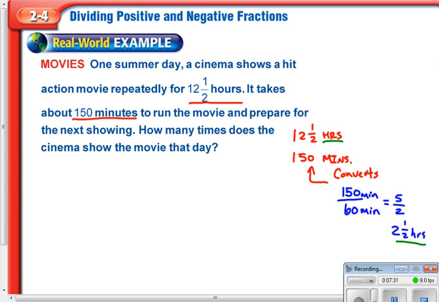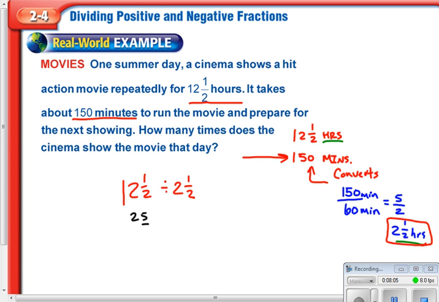So our movie theater here runs the movie repeatedly for 12.5 hours. We want to figure out how many times we can play it if it takes 150 minutes, also known as 2.5 hours. So basically we want to figure out how many 2.5 hour shows fit in this 12.5 hours. So we would divide by 2.5. Next thing I would do is go ahead and do my conversion here.